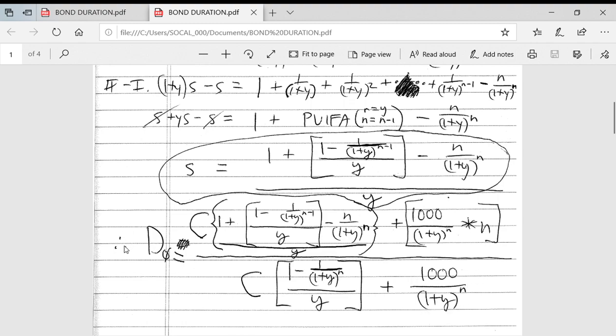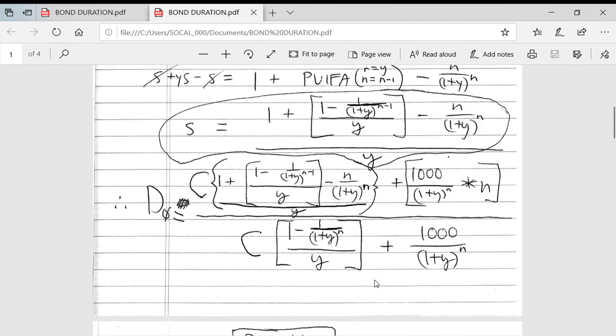So what you see down here, therefore, D sub 0 equals all this. That is a closed form solution for duration, which can be entered into an Excel spreadsheet, and it's very helpful.